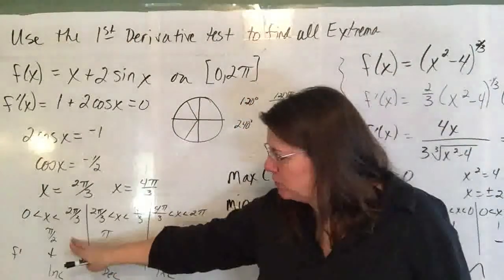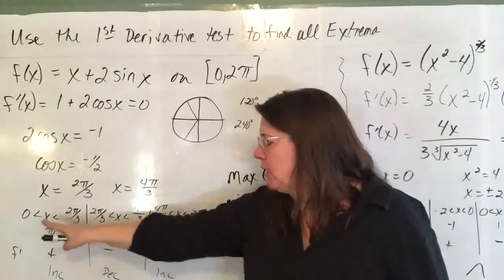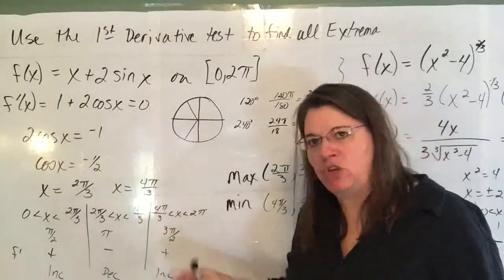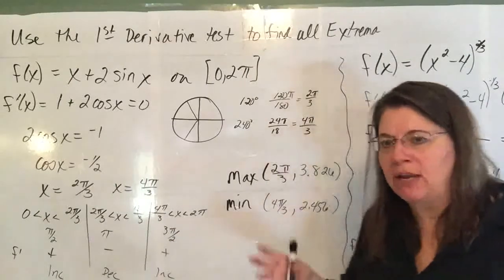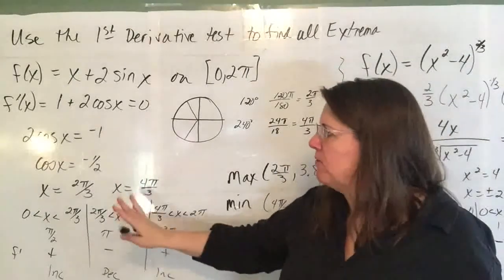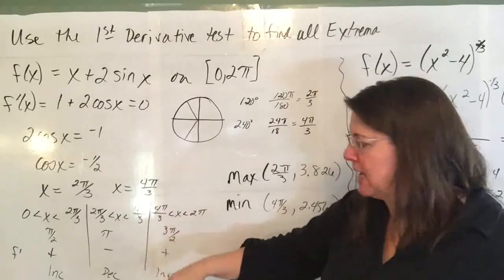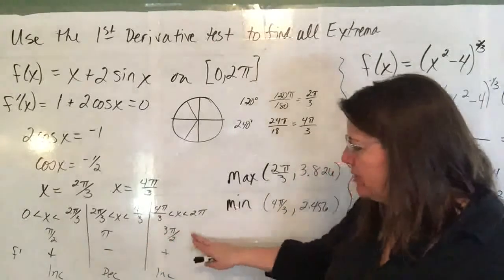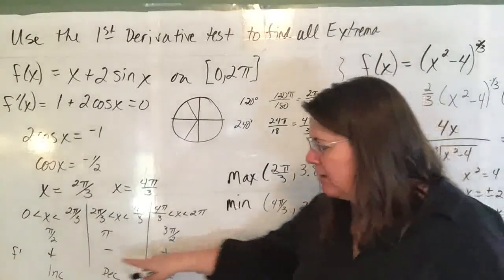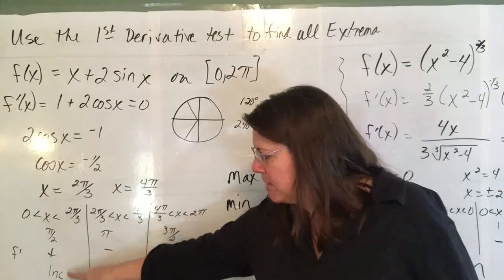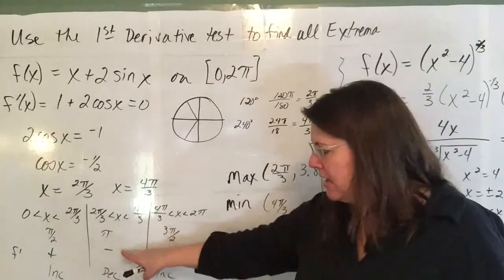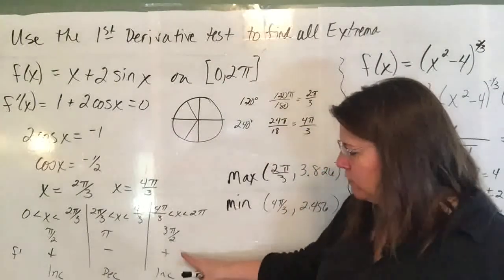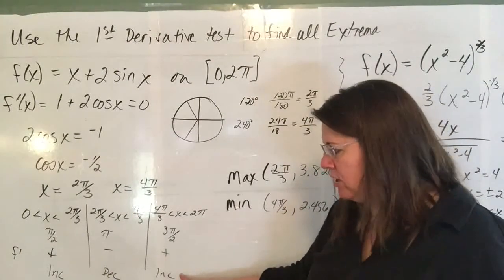I chose a value between these. I chose pi over 2. Your quadrantal angles are going to be the easiest ones to choose because you're going to get zeros and ones or negative ones. So it's going to be really easy to determine what's positive and what's negative if you use those values. So I used pi over 2 for that interval, pi here, and 3 pi over 2 for this one. I found that f prime is positive, making that interval increasing. I found here that f prime was negative, saying that that interval decreased. And then in this interval, it was positive, which meant it was increasing.